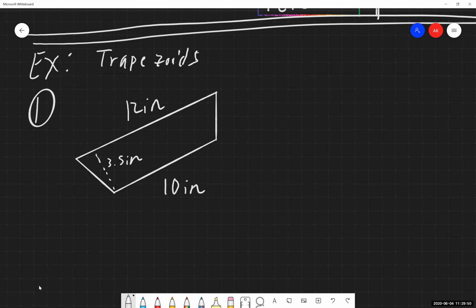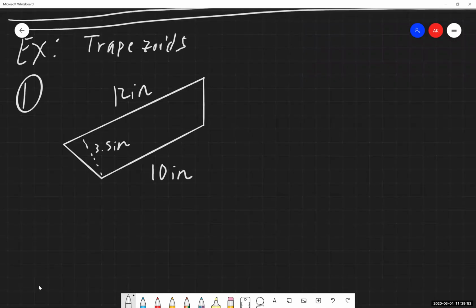Okay, so there's our trapezoid that we're working with. We're told to find the area and to round our final answer to the nearest tenths. Okay. So again, I'm finding the area.